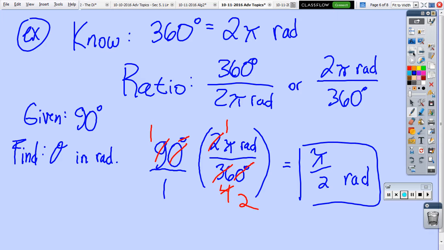360 over 2 pi. If I did that and went across, I'd have degrees squared over radians. That's not what we want. We use the 2 pi radians over 360. You can see that here in blue. So I use 2 pi radians over 360 degrees, so that way the degrees go away to 1 over 1, and I'm left with the unit that I'm seeking, which is radians.